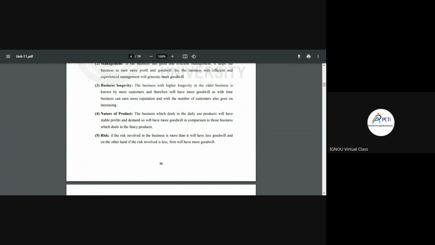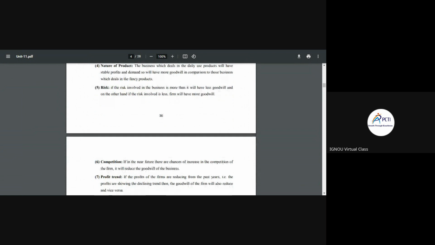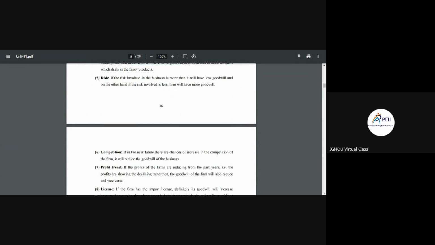The fourth one is nature of product. The business which deals in the daily use products will have stable profits and demand, so will have more goodwill in comparison to those business which deal in the fancy products. Fifth one is risk. If the risk involved in the business is more, then it will have less goodwill, and on the other hand, if the risk involved is less, firm will have more goodwill.